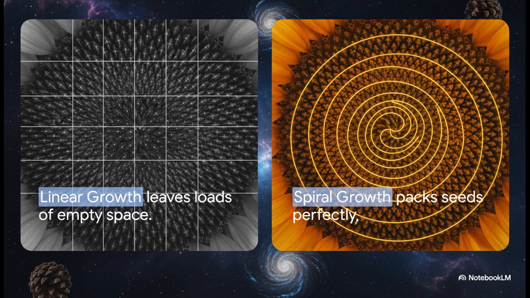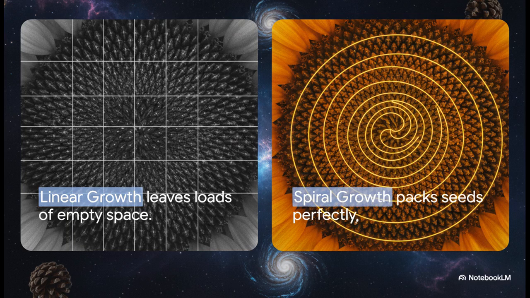Think about it. If a sunflower grew its seeds in straight, linear lines radiating from the center, it would leave loads of empty, wasted space as the flower head expands. And in nature, wasted space is wasted energy. But spiral growth, dictated by our sequence, allows the plant to pack seeds as tightly as possible without any overlapping. By growing seeds at a very specific angle away from the previous one, the sunflower maximizes its surface area.